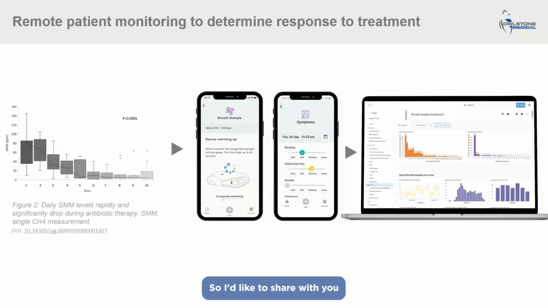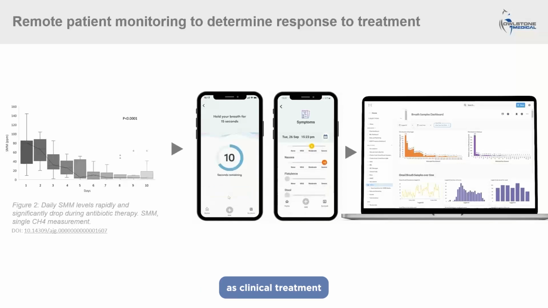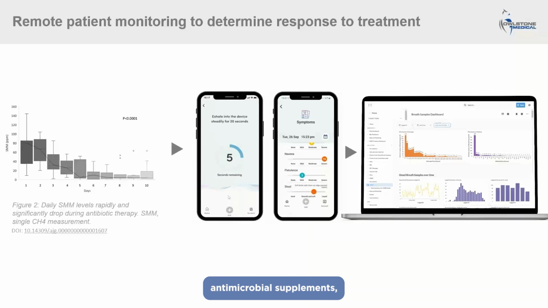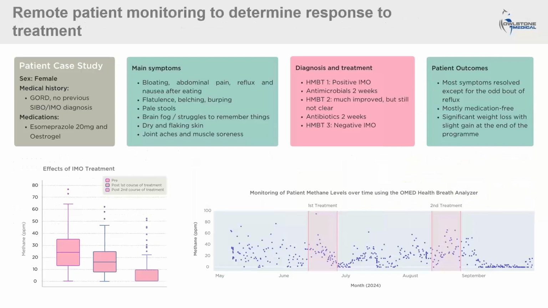So I'd like to share with you a few use cases of our OMED device in a variety of settings, such as clinical treatment of disease, intervention with probiotics, antimicrobial supplements, and finally opportunities for specific dietary monitoring as well.